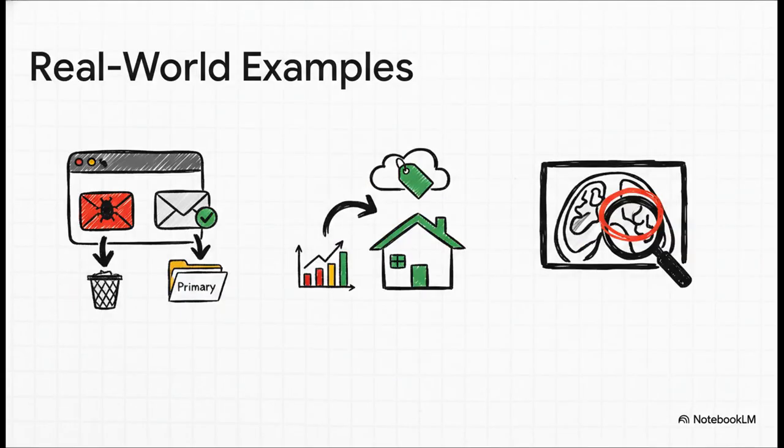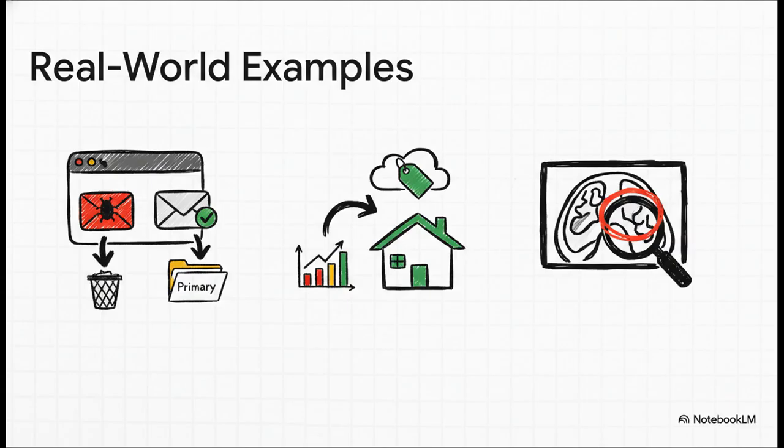And you see this in action every single day. That spam filter in your email, that was trained on millions of emails that people, actual humans, marked as spam or not spam. Or when a real estate website predicts a house price, it's because it learned from the data of tons of other houses and their actual final sale prices.